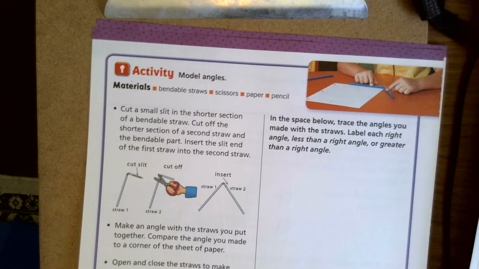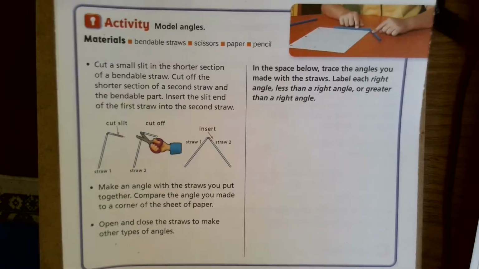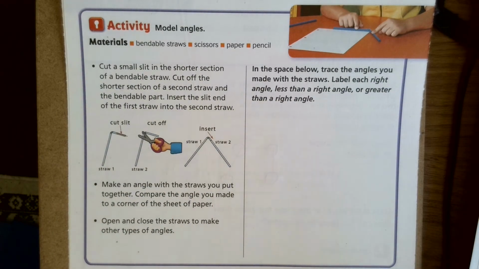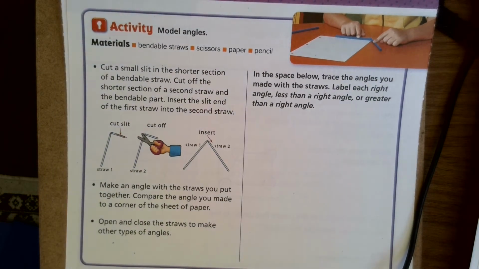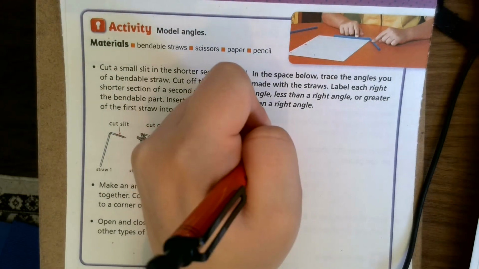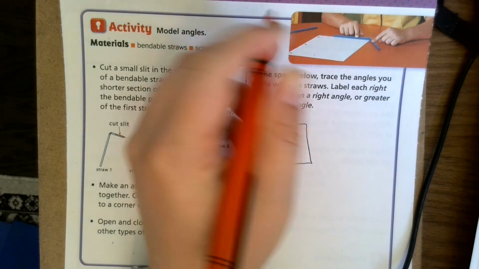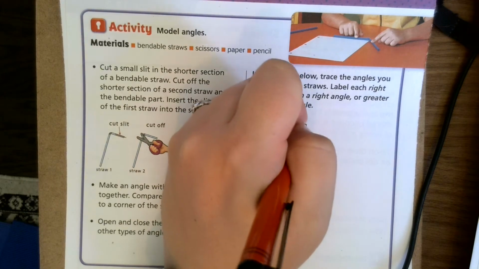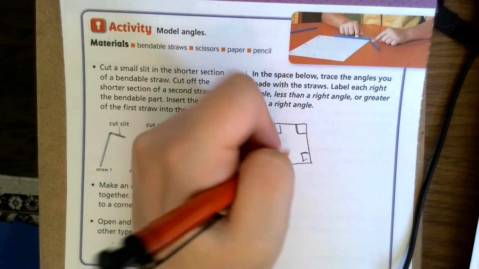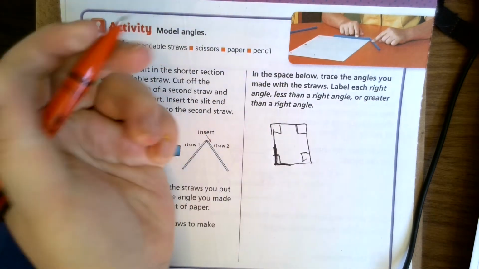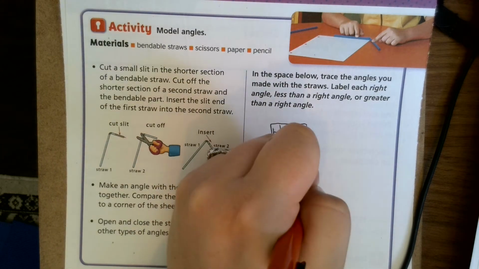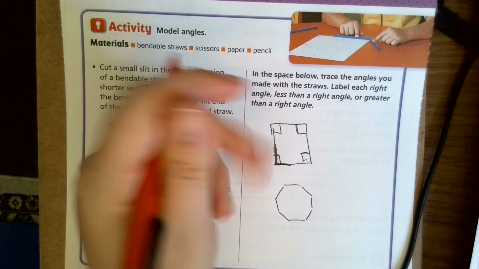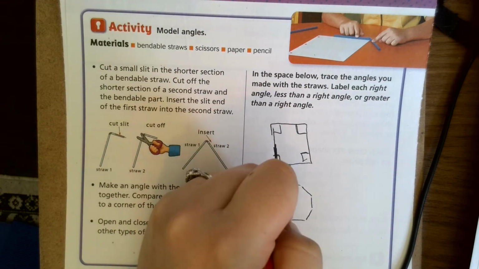So angles are pretty easy to make. They give you an example using a straw because you can bend a straw. So it says, trace the angles you made with the straw, label each by right angle, less than or greater than. So a square has all right angles. It kind of makes like that L shape, like that perfect L shape. Now, you can think of like a stop sign. Can I make a perfect L with any of these? No.